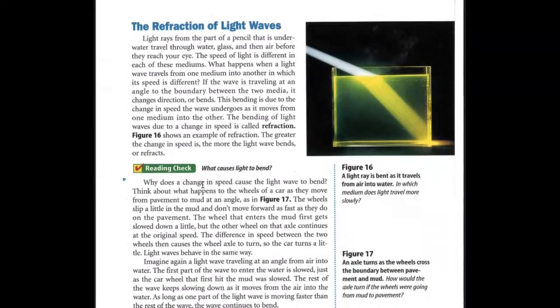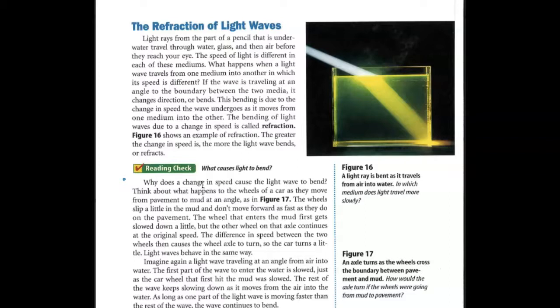Refraction of light waves. Light rays from the part of the pencil that's underwater travel through water, glass, and then air before they reach your eye. The speed of light is different in each of these mediums. What happens when a light wave travels from one medium into another in which its speed is different? If the wave is traveling at an angle to the boundary between the two media, it changes direction, or bends. This bending is due to the change in speed the wave undergoes as it moves from one medium into another.